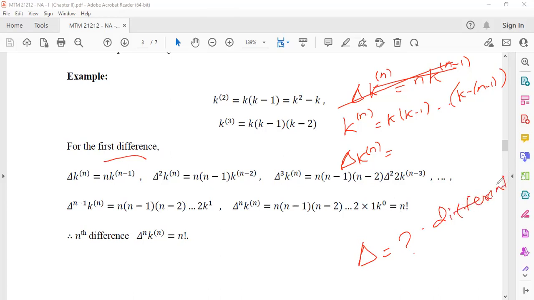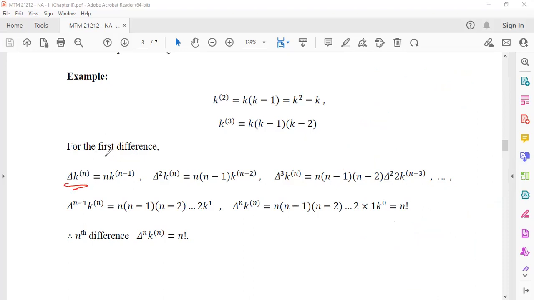It means from earlier yk to yk minus 1, like that, or yk plus 1 to yk. So you can check the formula. Delta Kn, the first difference, you can derive like n of Kn minus 1. It means n times K to the power 1 less than this, n times Kn minus 1 power.